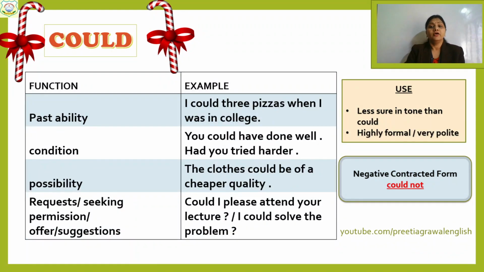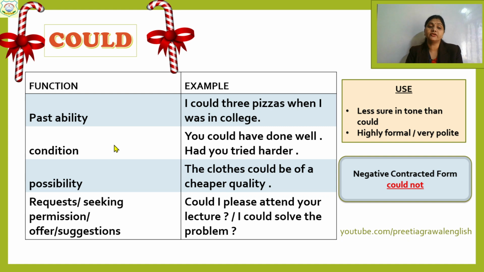That is our could. Could is used for past ability. I could eat. Here I have forgotten to write eat. I could eat 3 pizzas when I was in college. So children, here eat is missing. So eat will be written here. I could eat 3 pizzas when I was in college. So it is showing my past ability. It means that at present I am unable to eat 3 pizzas. But when I was in college, I could eat. So could is used for past ability.